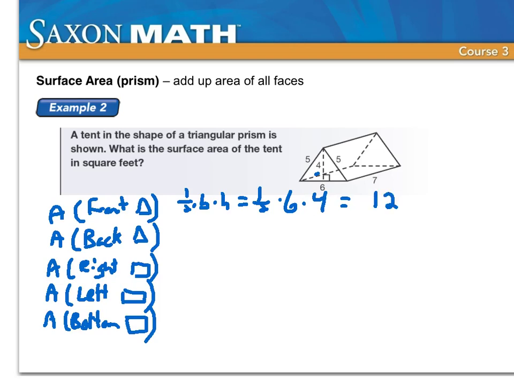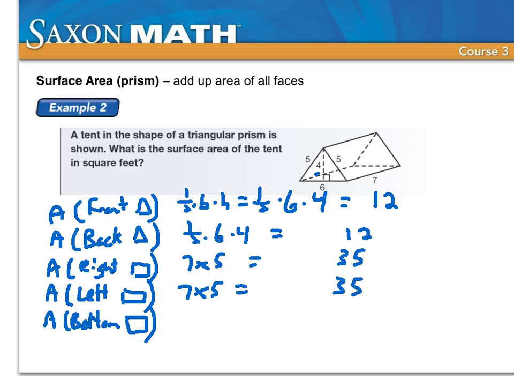Okay? And the area of the back is going to equal the same thing. 1/2 times 6 times 4, because they're the same dimensions. So that equals 12 again. The area of the right rectangle, well, the right rectangle, this is 7 for the length and 5 for the width. 7 times 5, which equals 35. And the left rectangle has to be the exact same as the right one, because they're across from each other, so it's 7 times 5, which equals 35.